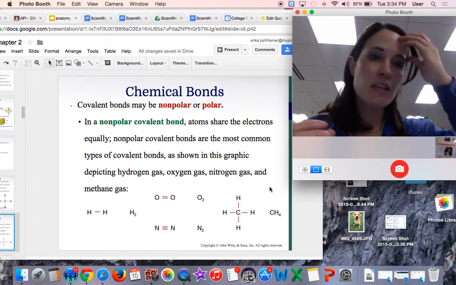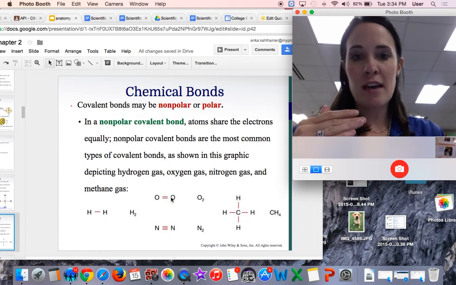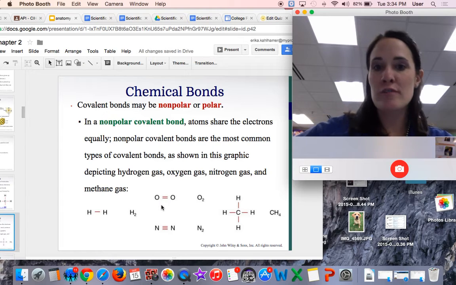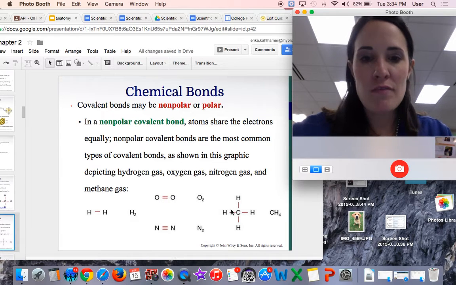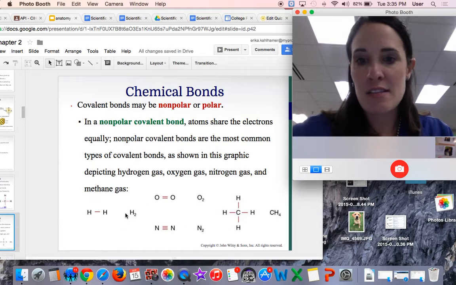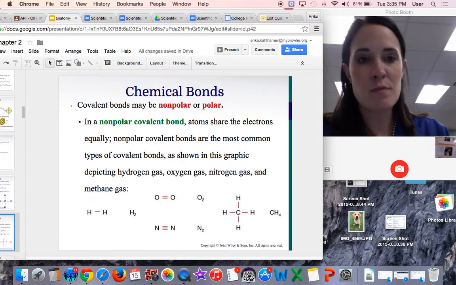As a result, chemically, when covalent bonds are nonpolar, you can see the lines here are straight. They're not curved in any way. So all of these are nonpolar covalent bonds, equal sharing of the atoms. This is hydrogen gas, this is oxygen gas, nitrogen gas, and this is methane, as I discussed before.